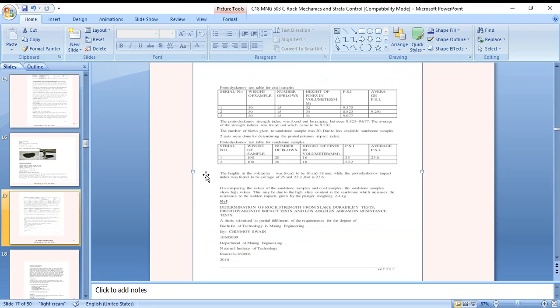Protodyakonov test table for core samples: weight of the samples, number of blows, height of the fines in the volumetric cylinder, and the Protodyakonov strength index, which was found to range between 8.2823 and 9.9677. The average of the strength indices came to be 9.291. The number of blows given to sandstone samples was 20. Due to the limited availability of sandstone samples, the tests were done following the procedure for the impact test. So, Protodyakonov test table for sandstone samples.